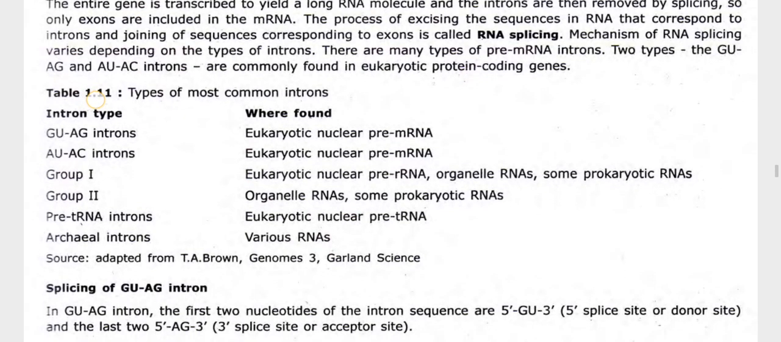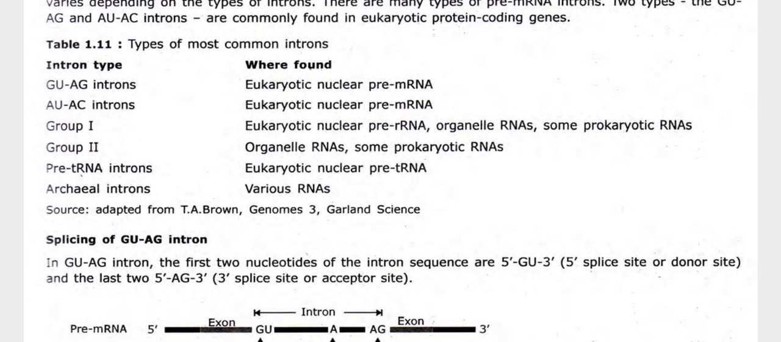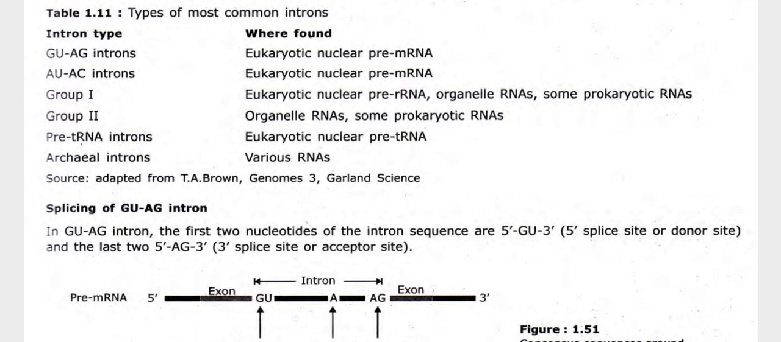There are many types of pre-RNA introns. Two types, the GU-AG and AU-AC introns, are commonly found in eukaryotic protein coding genes. Eukaryotic nuclear pre-mRNA, eukaryotic nuclear pre-rRNA, organelle rRNA, some prokaryotic rRNA. Group 3, pre-tRNA introns, eukaryotic nuclear pre-tRNA, then various RNAs also.